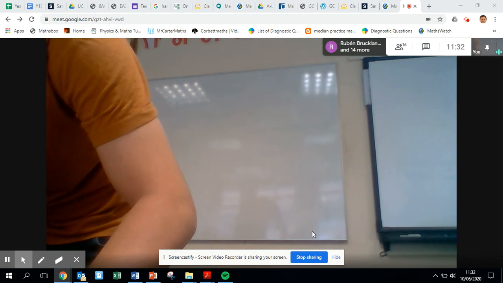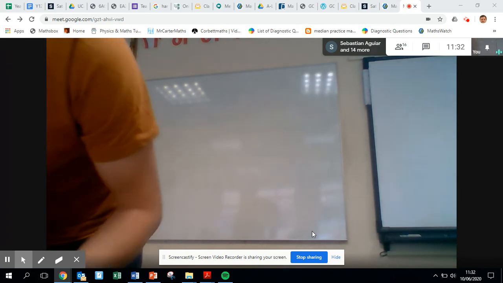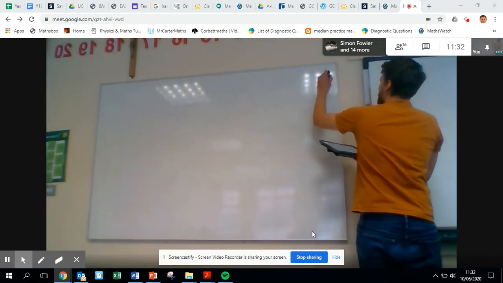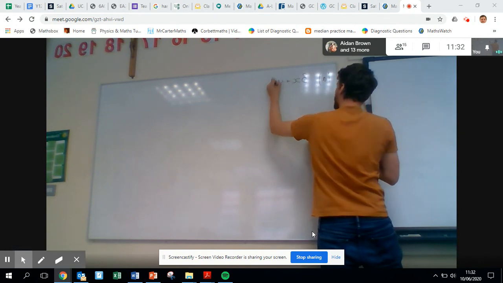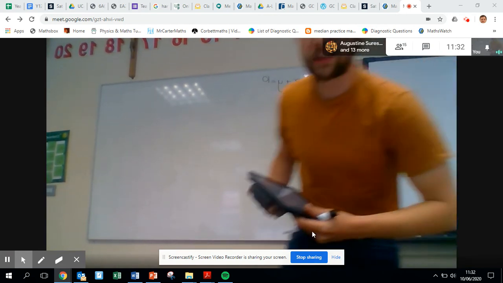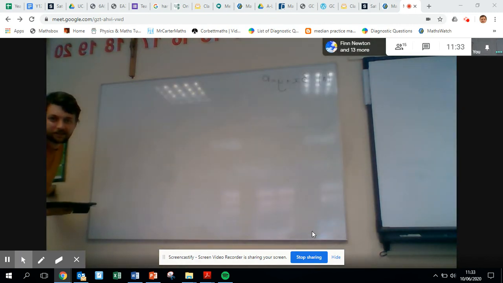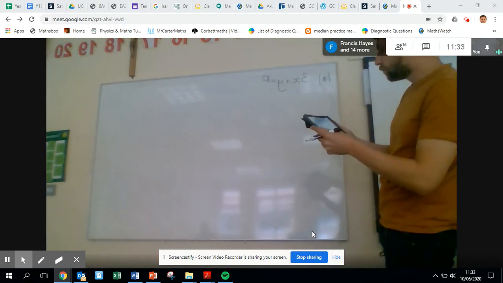So question number 1, simultaneous equations, was asking us to solve 3x plus y equals 10 when y is equal to 3. I think that light isn't helping, I'll turn it off, I think the glare.